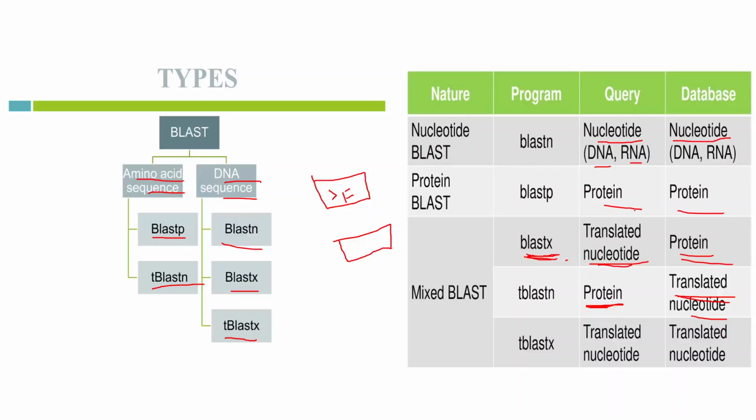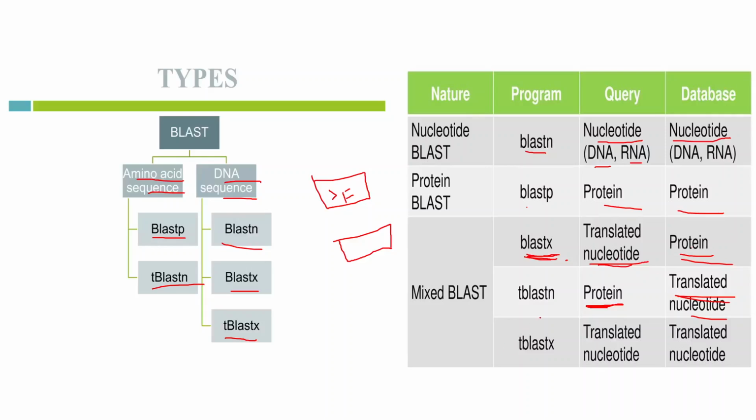So how will you remember these things? The first one is BLASTN, simply N denotes nucleotide, so both things are nucleotide. BLASTP, P stands for protein, so both things here are protein. BLASTX, X here means translated nucleotide. When you are using BLASTX, the translated nucleotide is searched against the protein database. That nucleotide is first translated into protein, then the protein query sequence is searched against the protein databases.